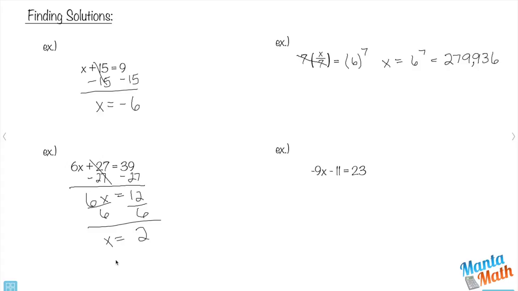Okay? And our fourth example, negative 9x minus 11 equals 23. So I want to get the negative 9x by itself, so I'm going to add 11 to both sides, and that gives you negative 9x equals 34. I want to get the x by itself, so divide both sides by negative 9, and that gives you x equals negative 34 ninths. Again, you can't really simplify this nicely, so we're just going to leave it how it is.